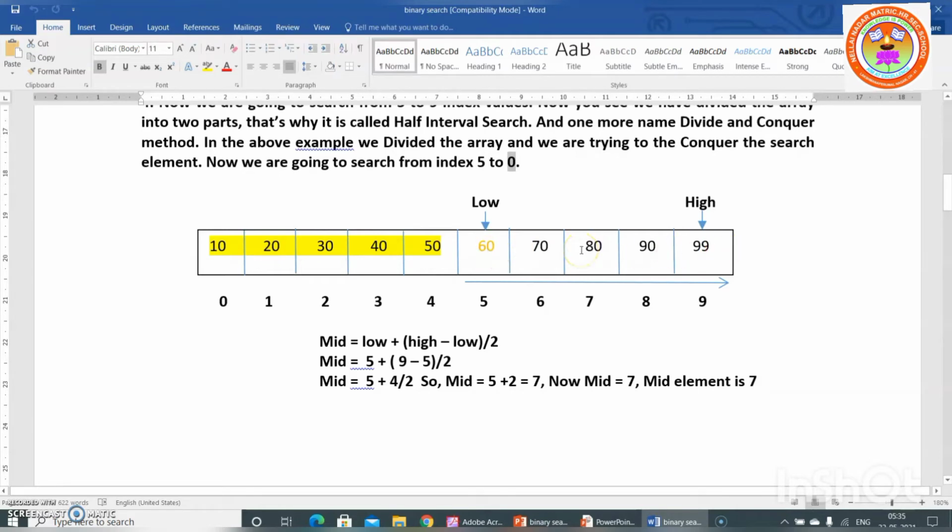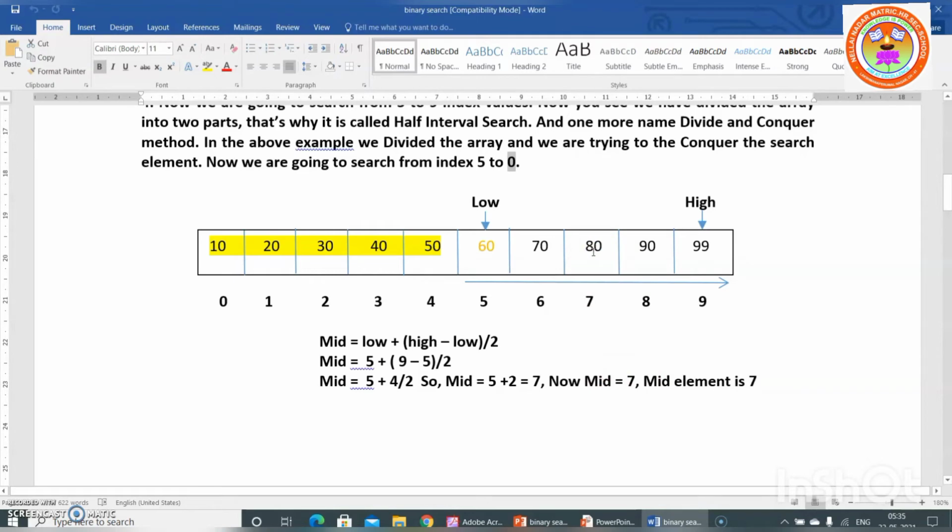Now again, we have to find out the mid element. Okay, now this will become low, the starting. And as usual, high is high only, same position. Mid is equal to low plus high minus low by 2. Now low is 5 now. Right? High is 9 as usual. And again low is 5 divided by 2. So 5 plus 9 minus 5 is 4. 4 by 2, that means 2. So 5 plus 2 is equal to 7. Now the mid element is 7, this one.